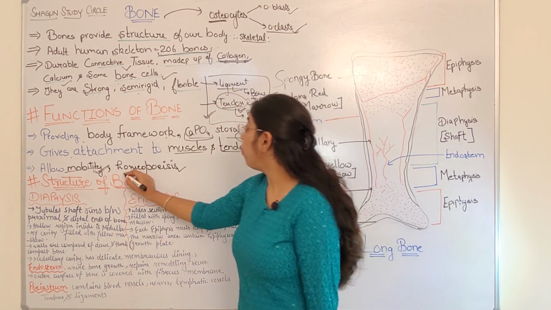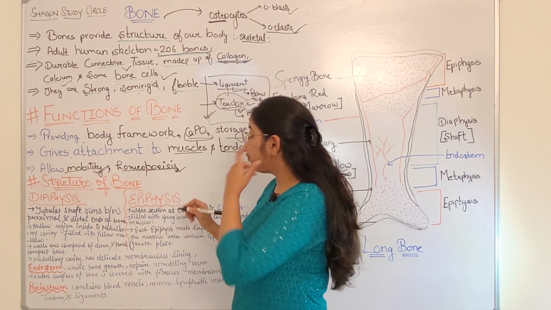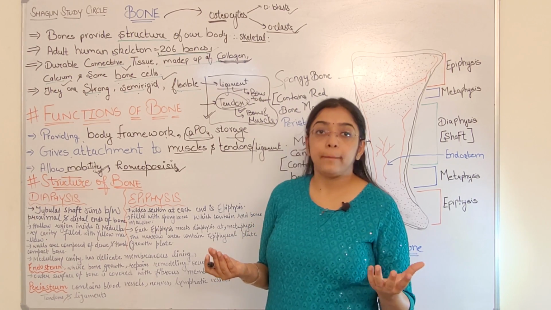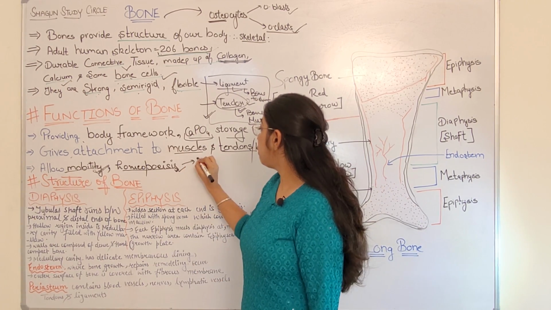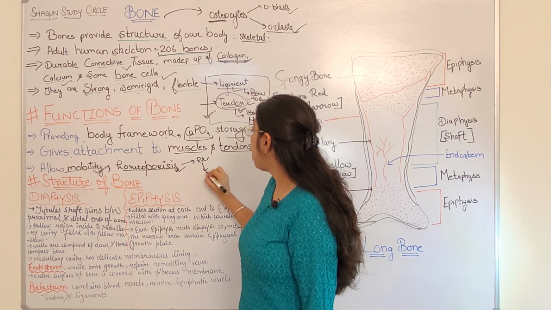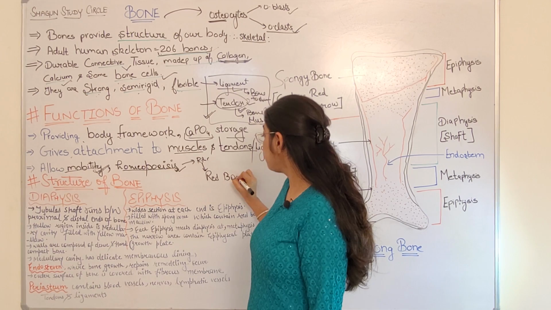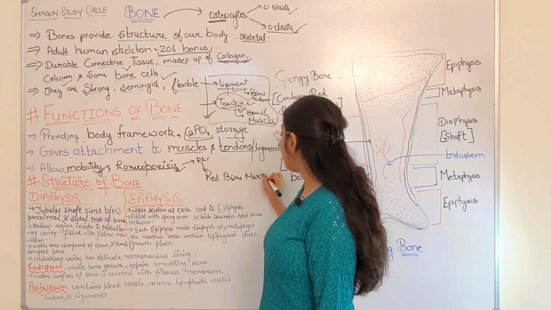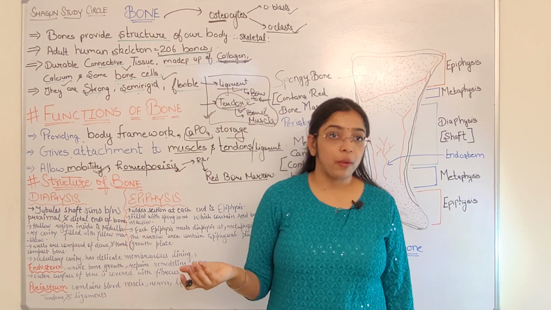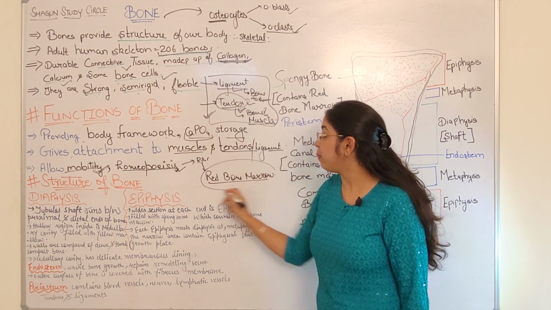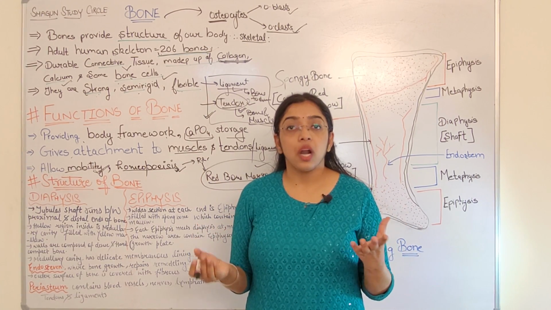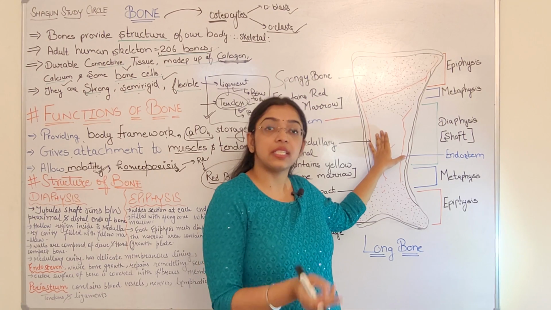Next thing, homeostasis. What do you mean by homeostasis? Homeostasis is the formation of red blood cells. We know that formation of our blood cells, where does it occur? In red bone marrow. We have discussed this in earlier classes that formation of RBC takes place in red bone marrow. And where is red bone marrow? Have you ever wondered where red bone marrow is? Red bone marrow is a part of our bone. It is present inside our bone.